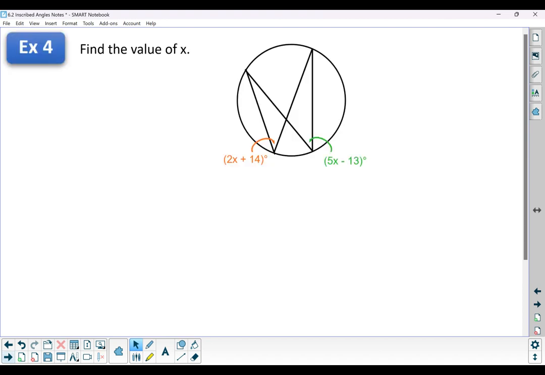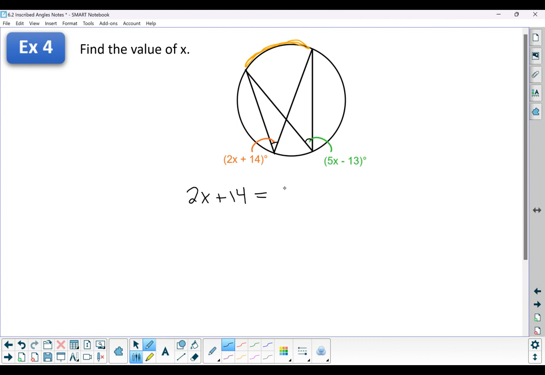Okay, so this diagram asks us to find the value of x. So we have these two inscribed angles right here. One of them is 2x plus 14. The other one is 5x minus 13. They both intercept the same arc, which is right here. So that means they must have the same measure. They must be congruent to each other.